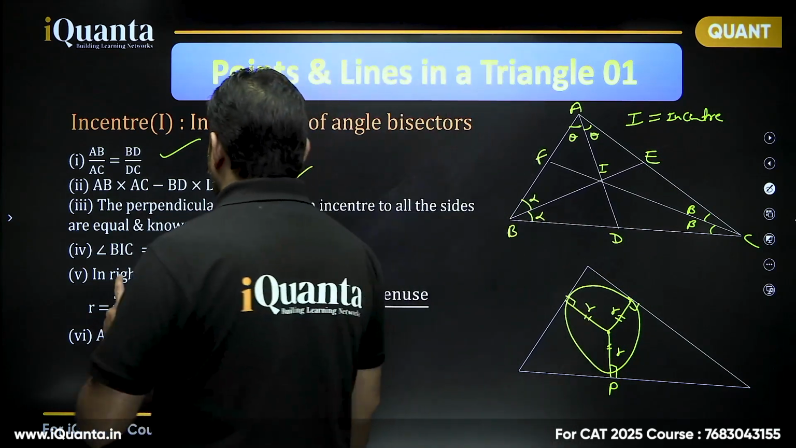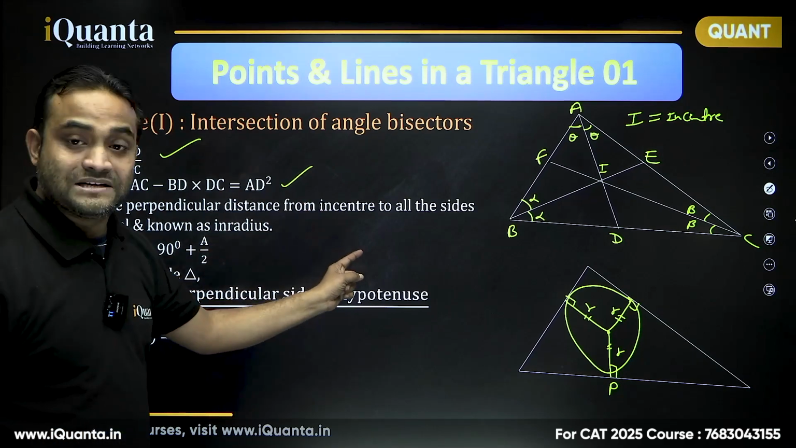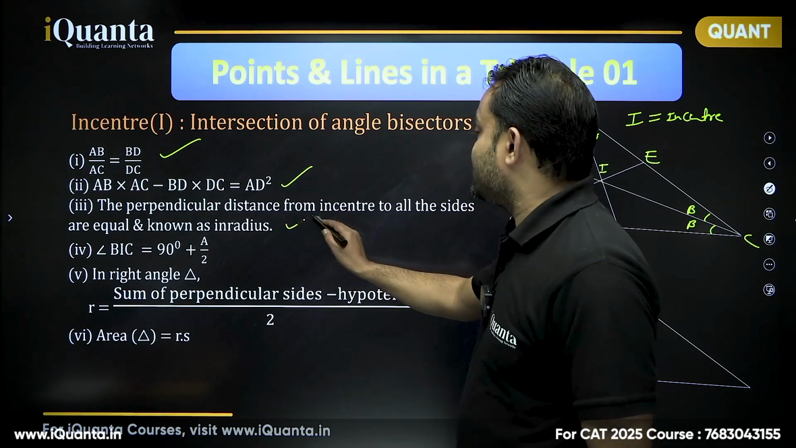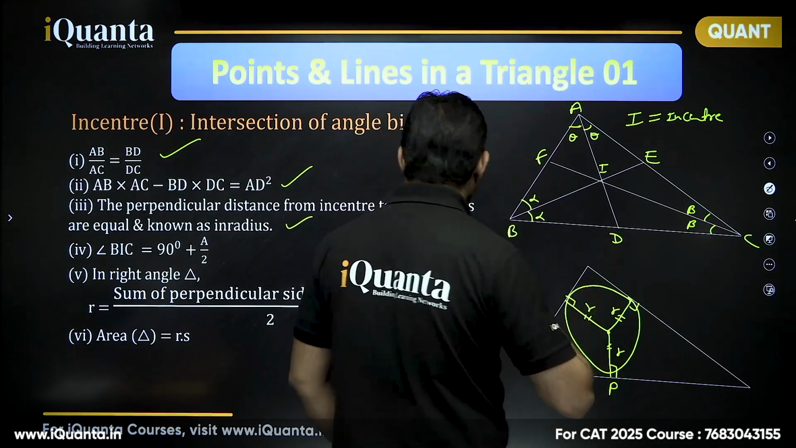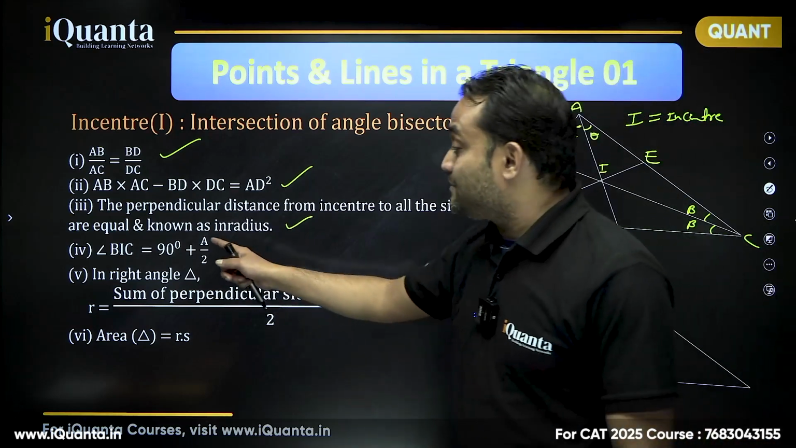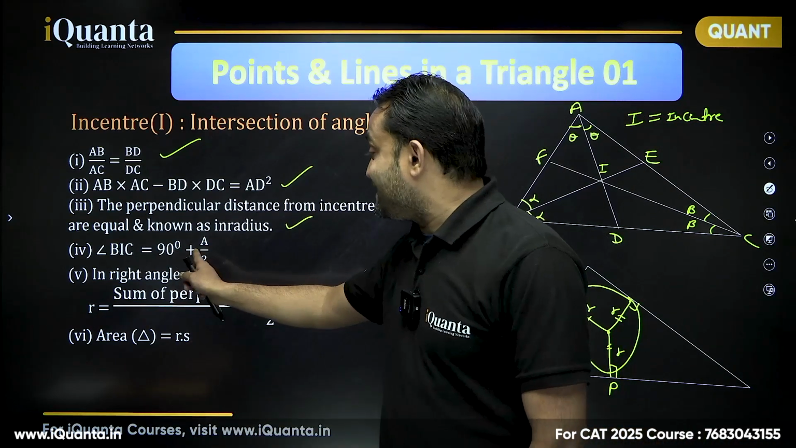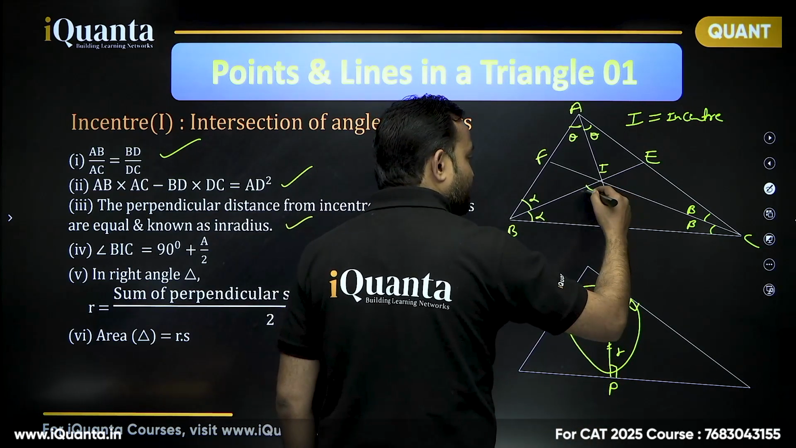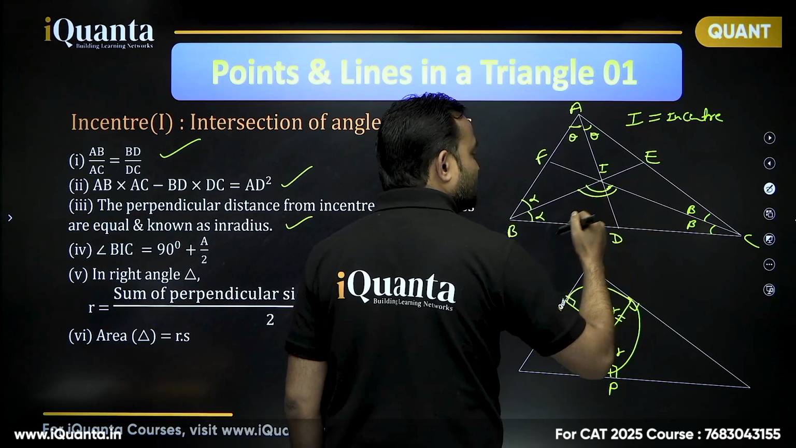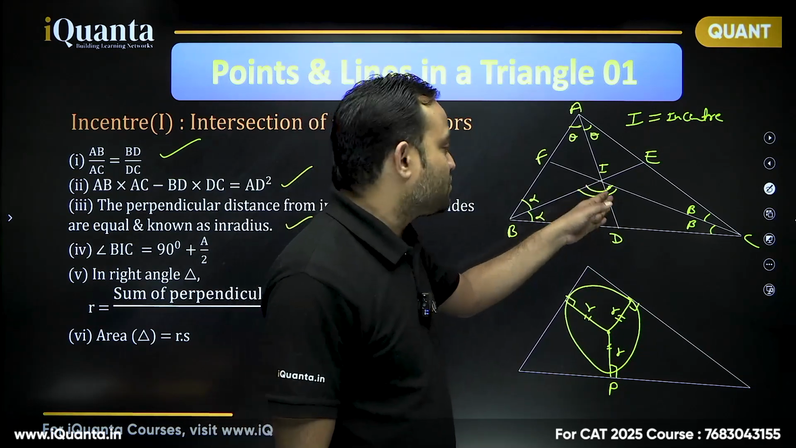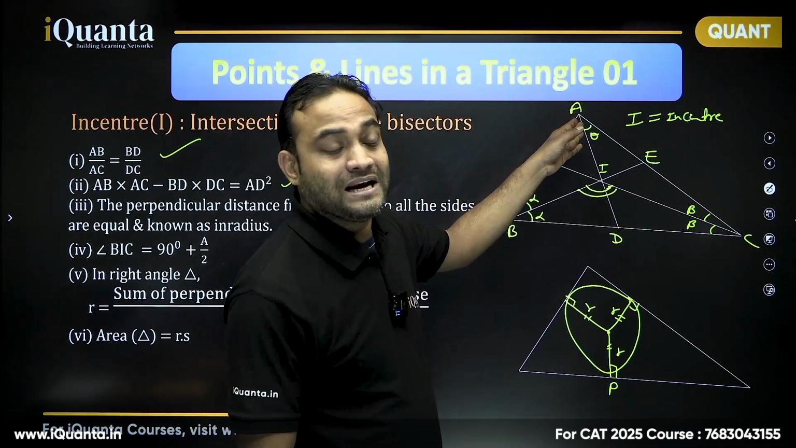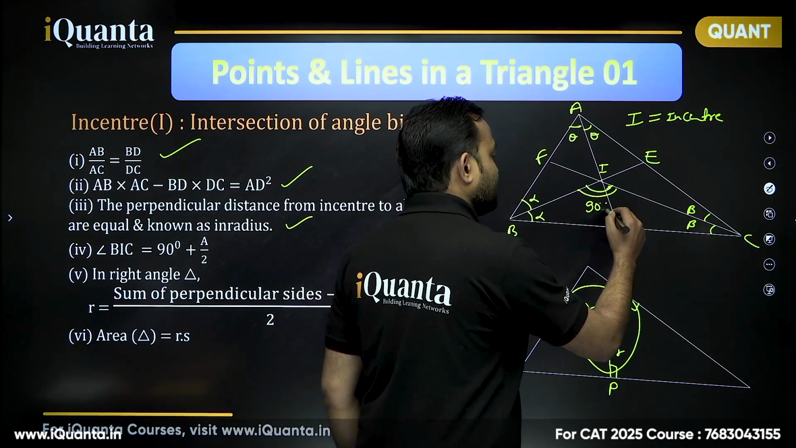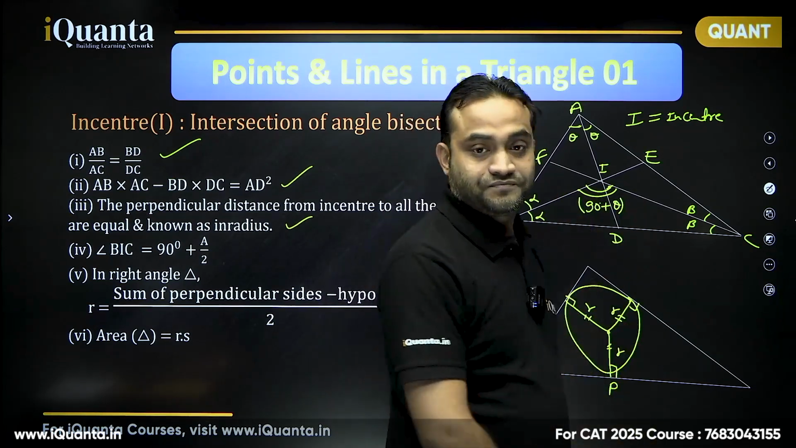Then comes the third point, the perpendicular distance from incentre to all the sides are equal and known as inradius, which we have just discussed here. Then the fourth point is angle BIC is equal to 90 degree plus A by 2. So this is angle BIC, we are talking about this angle. BIC will be equal to 90 degree plus half of angle A, or we can say 90 degree plus theta. This angle will be 90 degree plus theta in this triangle.